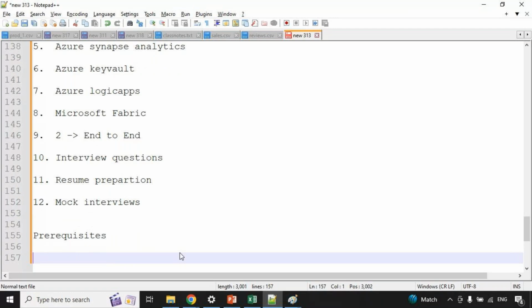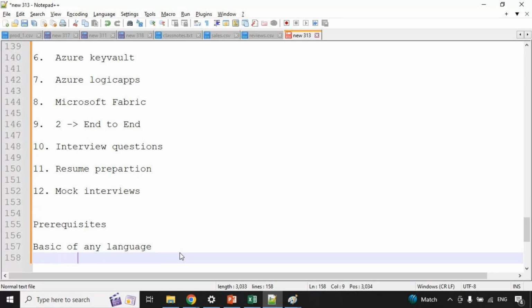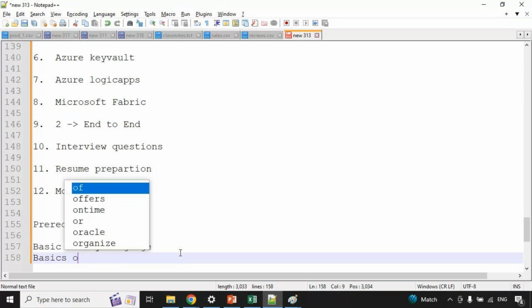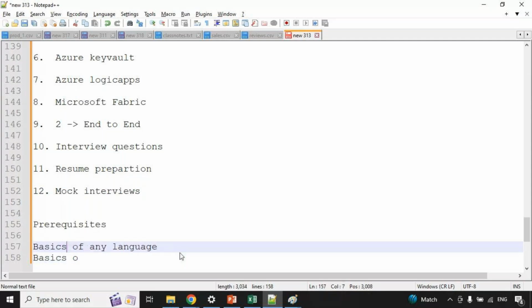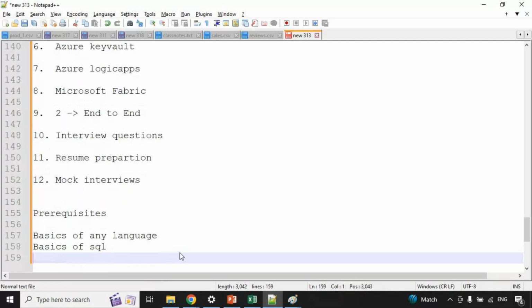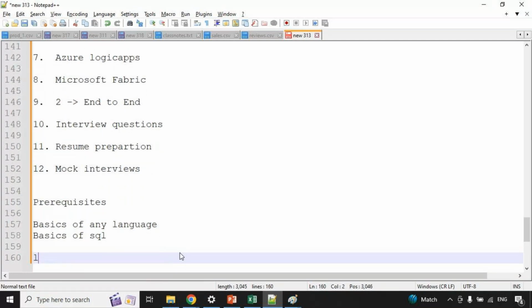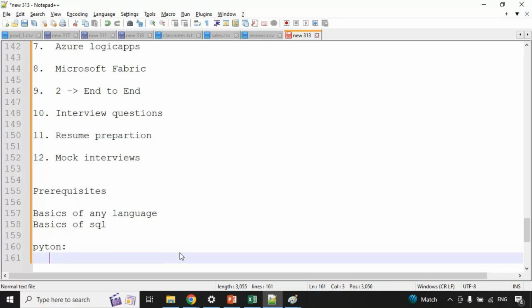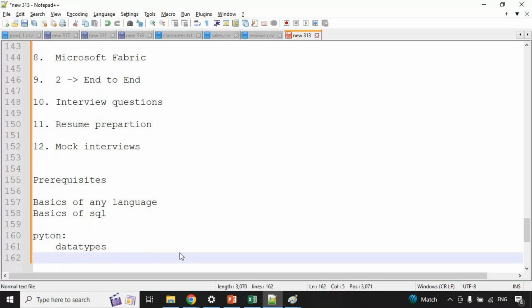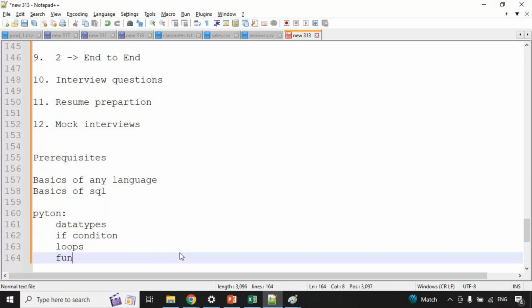Guys, here, basics of any language, and basics of SQL. You need not be a master. Language in the sense of a programming language, consider Python or any language. What I want you to know is: what is a data type, what is an if condition, what are for loops, what are functions. You might have learned this language in your BTech or degree, such as C language. The terminology is more than fine.